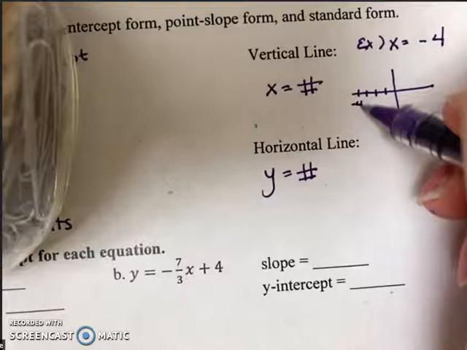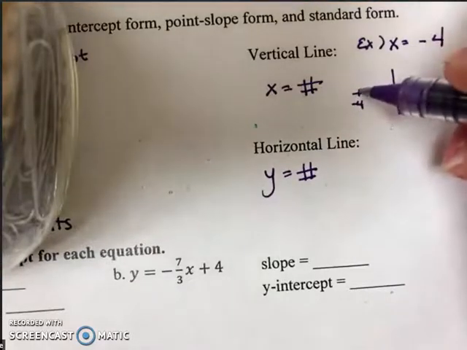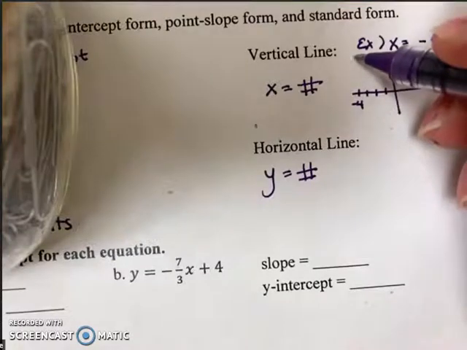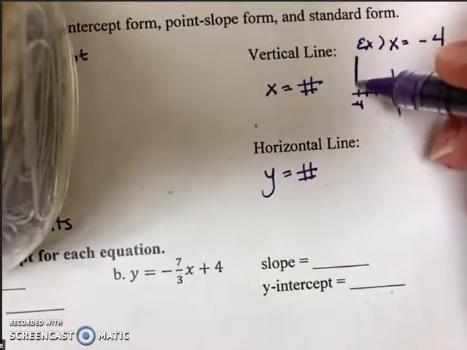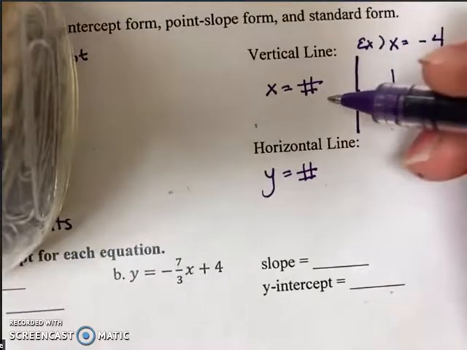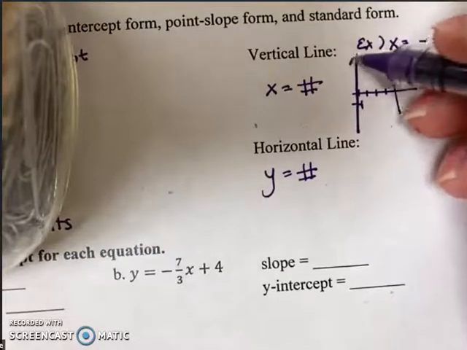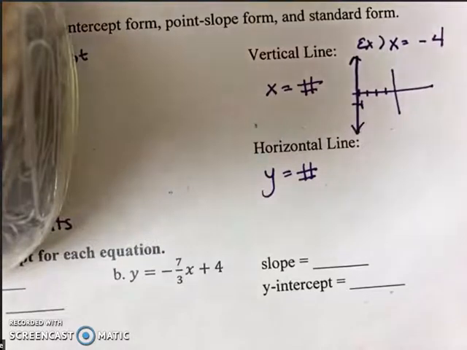In the equation x equals negative 4, that x value will always be the same. It is not going to move left or right. The x value is constant. However, the y value can move up or down, thus creating that vertical line there.